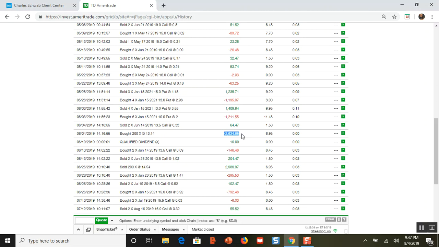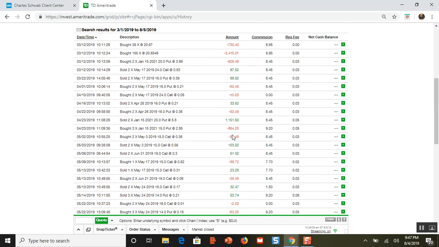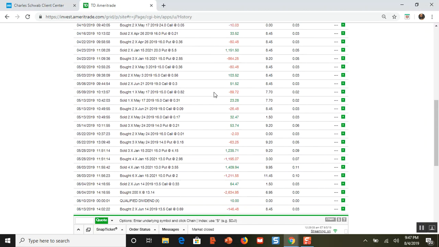So initial investment $2,634.95, and then the profit $2,980, and then took a small loss. I made about $180, and so all of that lowered my dollar cost from $20.66 all the way down to $14.84.